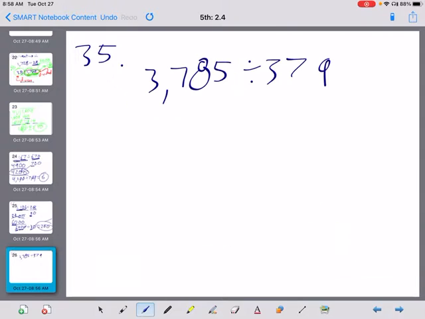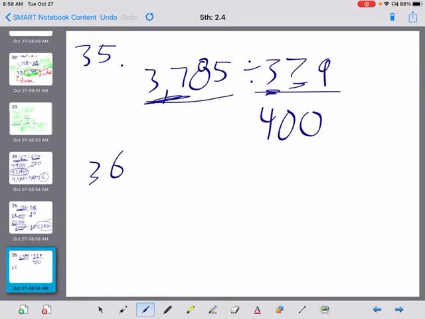And last one, 3,785 divided by 379. I'm going to round this to the nearest 100, which is going to become what? 7 goes up, yes, to 400. And then I need to look at these two digits. What does 4 go into? That's close to 37. Well, I know it goes into 36, and I know it's going to go into 40. Which one? And again, these last two would be 0. So which one of those is the better option for me to round to? Not that one, because 36 is very close to 37.